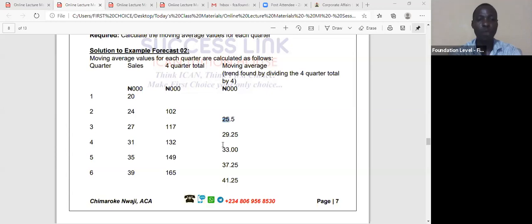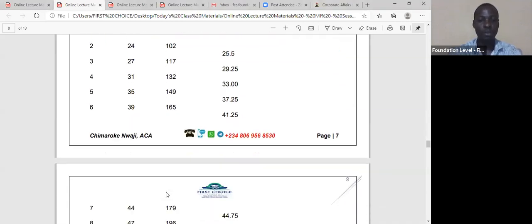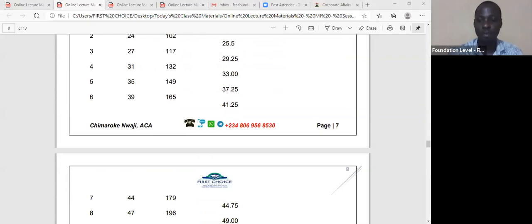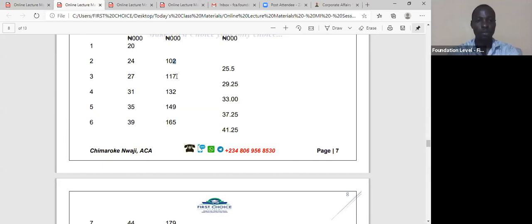So it's going to be between quarter 3 and quarter 4. How do we know? Because quarter 5 plus quarter 2 is quarter 7, divided by 2 is 3.5. So you see, it's going to be at quarter 3.5, the middle of 3 and 4. So you have your 117, you've removed quarter 1. Let's remove quarter 2, minus 24, and add quarter 7, 44. Sorry, we got this by removing quarter 1. We'll remove quarter 2 here to get the next one.